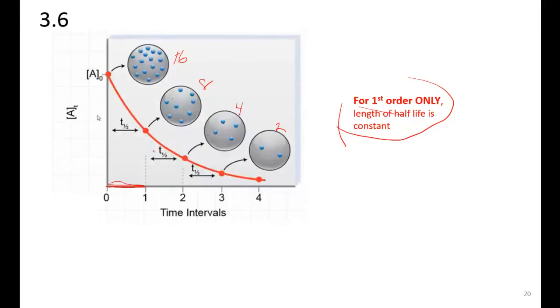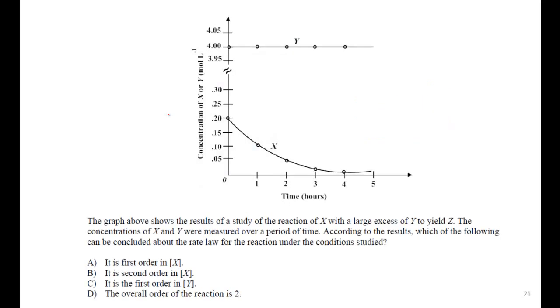So what I see here is the first half-life is 1 minute. Let's say it's minutes. The second half-life is 1 minute, 1 minute, 1 minute. And that's actually a good indication, if you see this happening, that every time interval, every half-life, you're going down by half of the concentration, then you know you have a first order reaction.